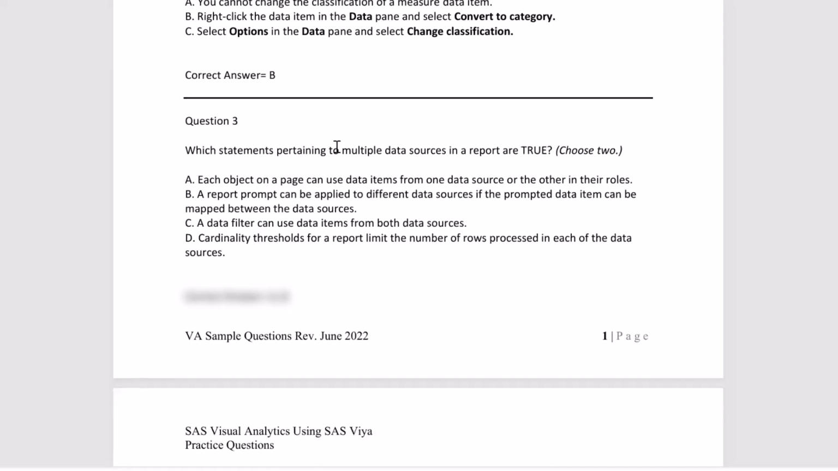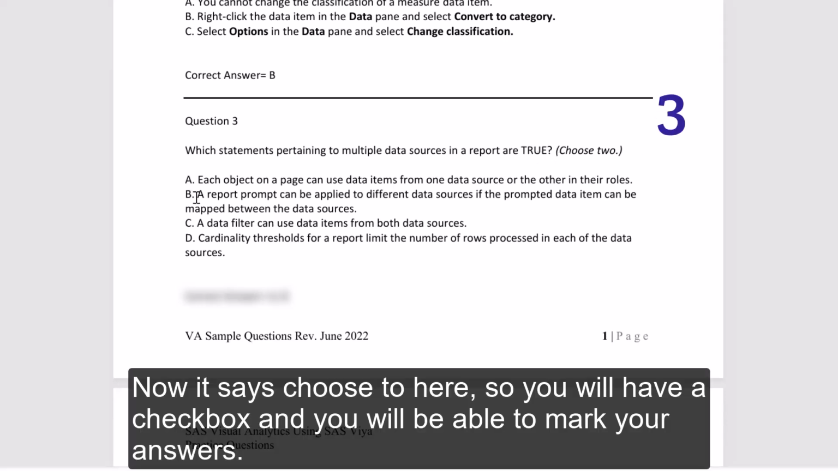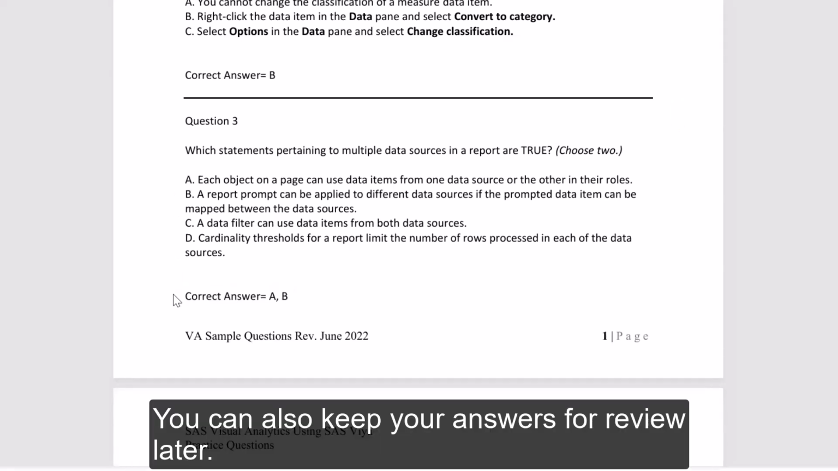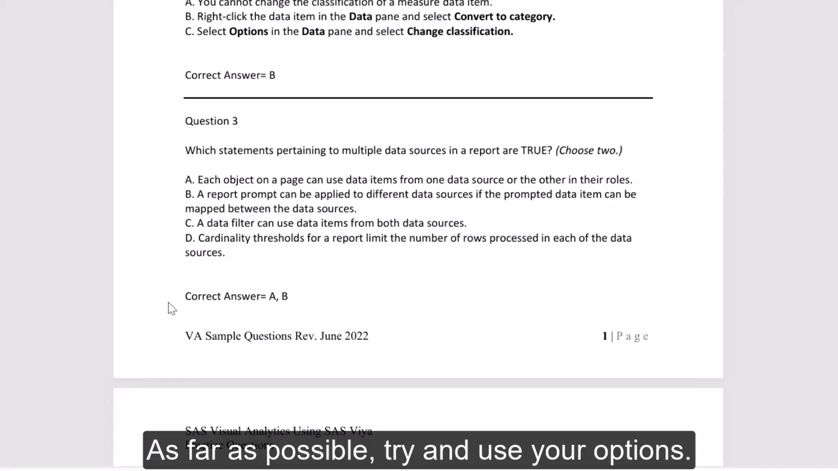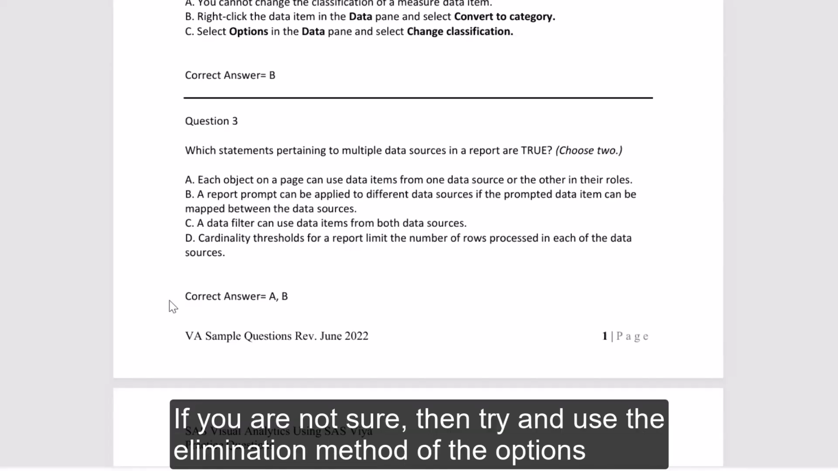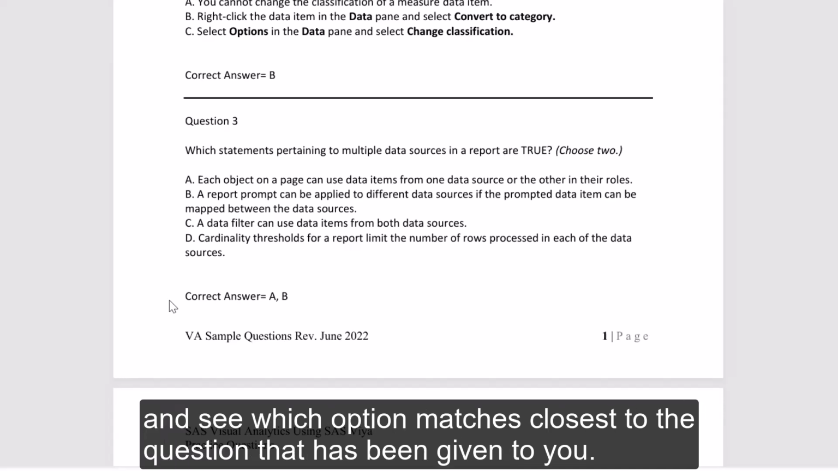Then next question, which statements pertaining to multiple data sources in a report are true? Now it says choose two here, so you will have a checkbox and you will be able to mark your answers. You can also keep your answers for review later. If you're not sure, then you can mark your answers for review and come back to them later. As far as possible, try and use your options. If you're not sure, then try and use the elimination method of the options and see which option matches closest to the question that has been given to you.